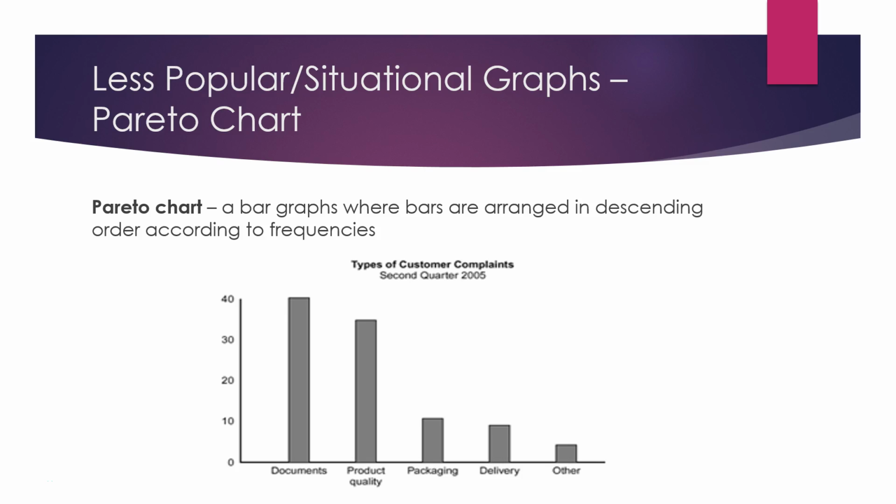Maybe delivery was the bar that came first. And then the person that created this graph thought, hey, maybe it would be easier for a person to read if they saw what was the highest count and what was the lowest count. So again, this is just a modification that you might make depending on how you want your graph to be read.